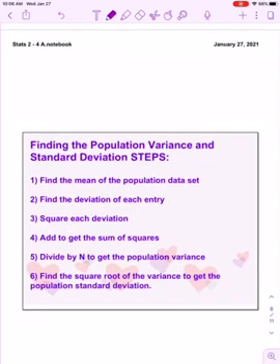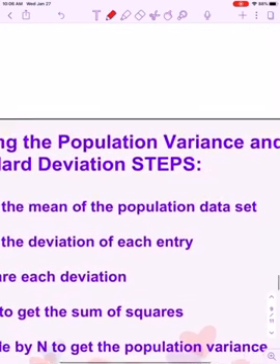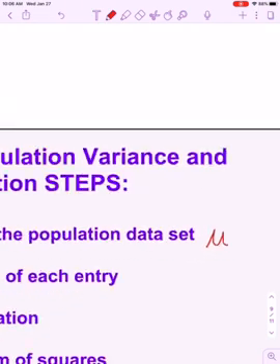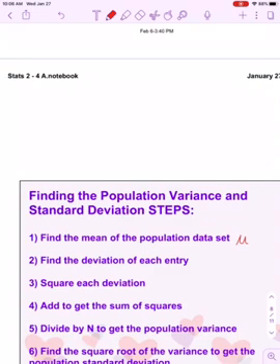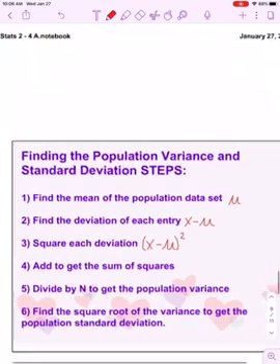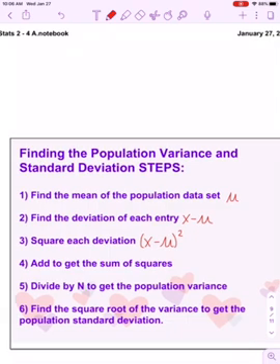Okay? So next to each of these steps, I want to put the symbols so that we can kind of build our formula as we go. So you find the mean of your population. You need your mean. Mean is mu. Okay? Find the deviation of each entry. That's your x minus mu. So you take every data point and subtract your mean. Square each deviation. So that gives you your x minus mu's squared. Add them to get the sum of squares.